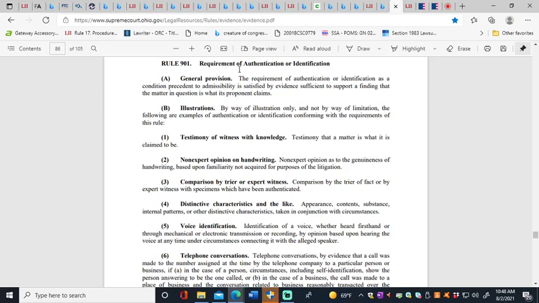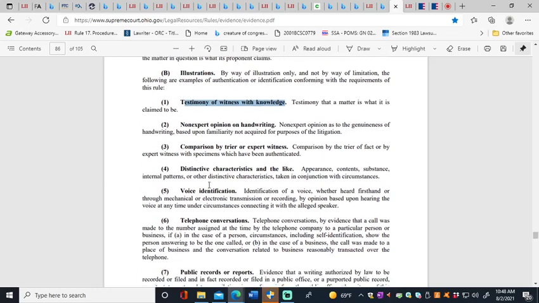Authentication, requirement of authentication or identification. So they're going to tell you general provisions. The requirement of authentication or identification as a condition precedent to admissibility is satisfied by evidence sufficient to support a finding that the matter in question is what its proponent claims. You got to know these rules if you're trying to present evidence. They teach you how to set up and administer your estate. They got illustrations, testimony of witness with knowledge, so you got to understand that.